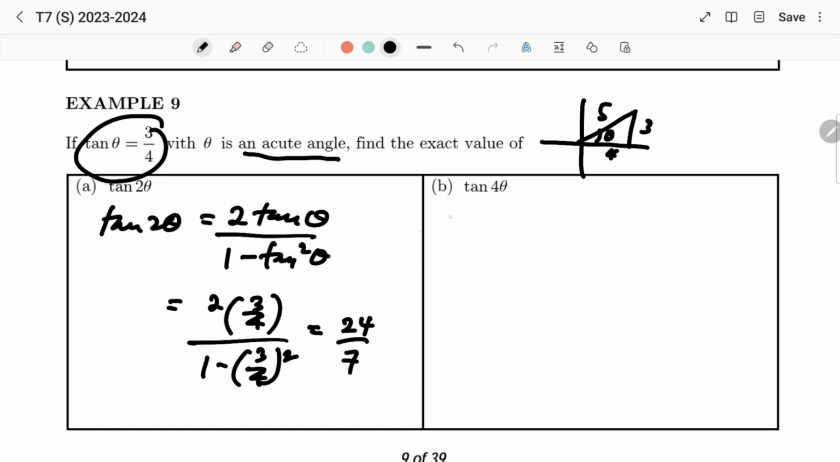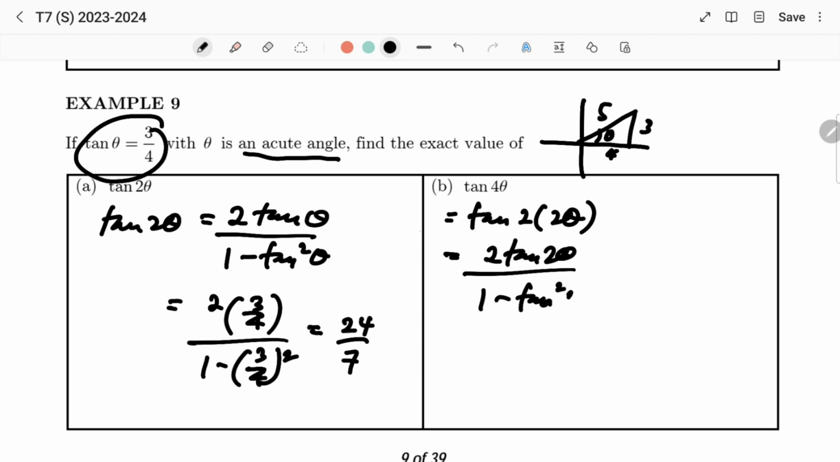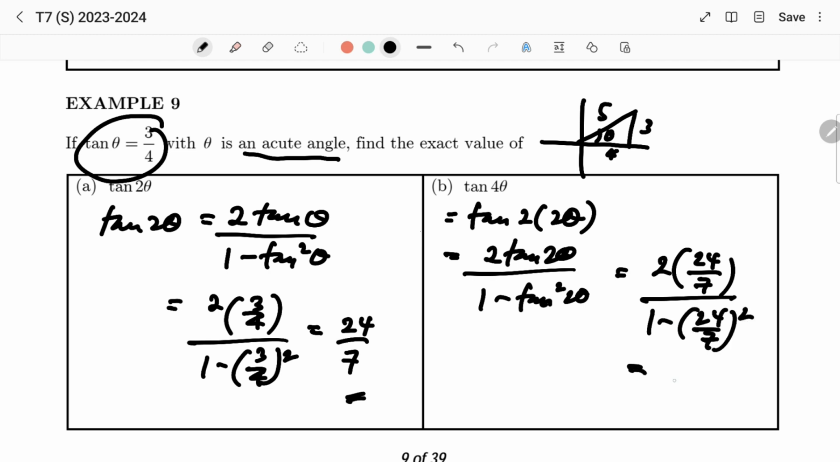Okay, tangent 4 theta, that is tangent of 2 times 2 theta. So that will be 2 tangent 2 theta over 1 minus tangent squared 2 theta. You just need to use the value you found in part A. So that will be 24 over 7 over 1 minus 24 over 7 bracket squared, and the answer is negative 336 over 527.